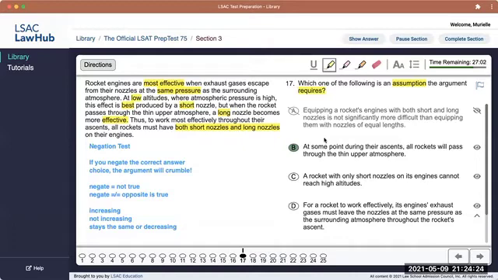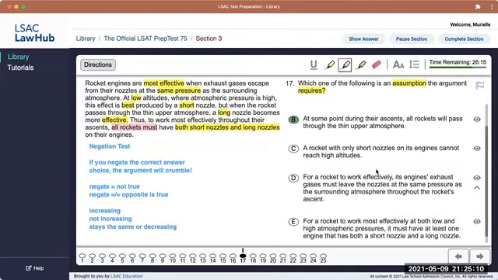Okay, at some point during their ascents, all rockets will pass through the thin upper atmosphere. The reason that needs to be true is because the conclusion here says all, right? This isn't a very medium kind of language here. It's quite extreme language. And so that's why we do actually have to have all of them. And if we have an exception, then we can't come to the conclusion that all of them must have both of these things, right? So any exception to that is actually going to crumble the argument because the conclusion of the argument is so extreme. Okay.